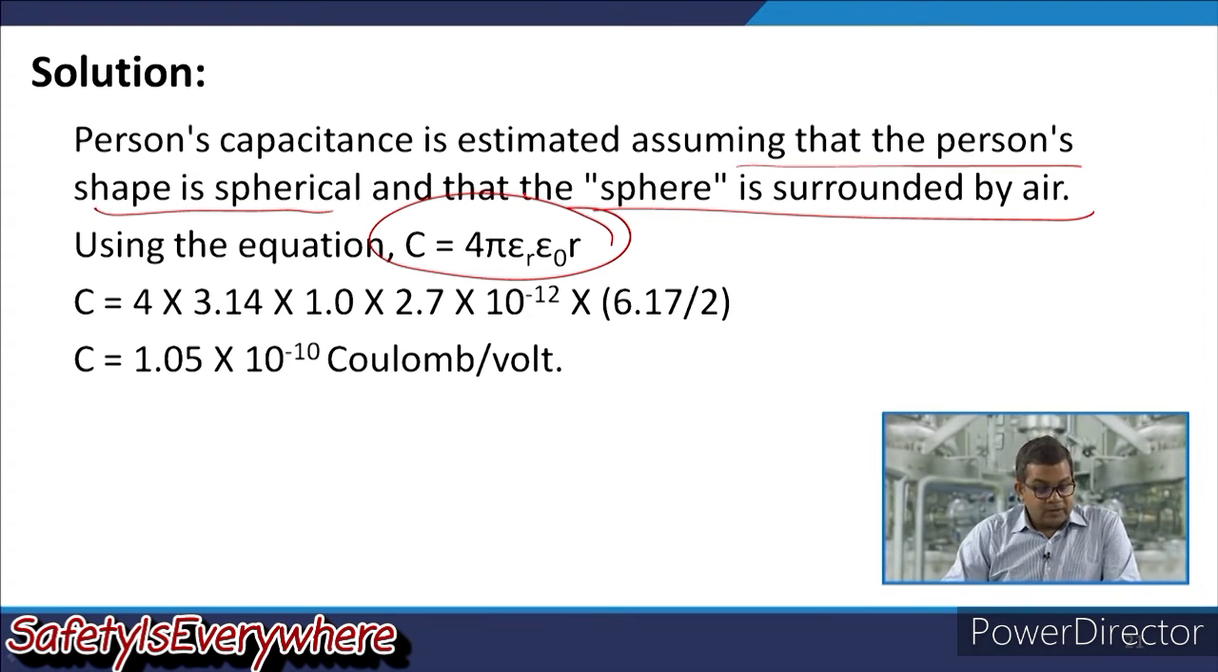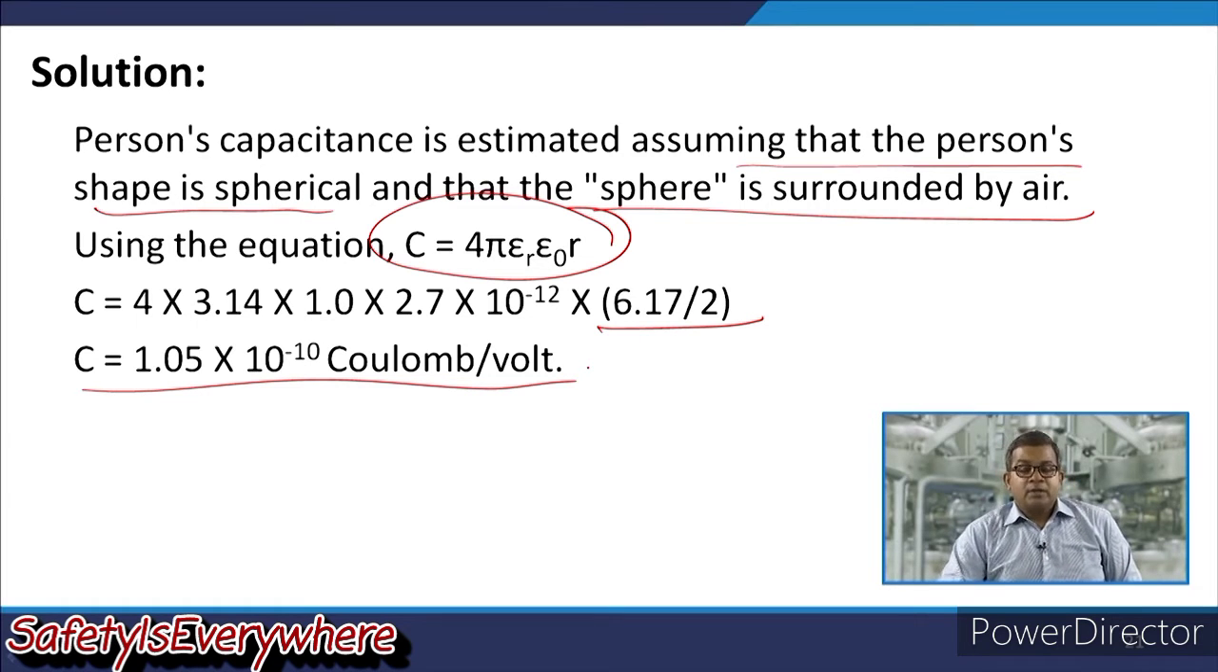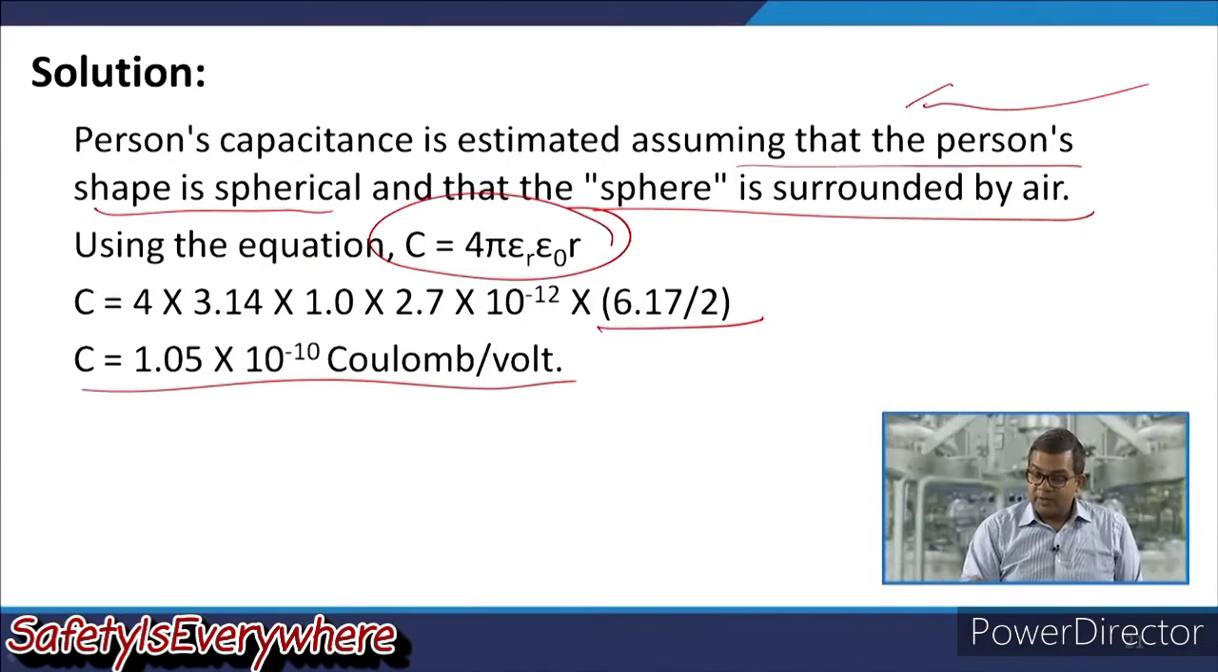Then C is equal to 4 into 3.14 into 1.0 into 2.7 into 10 to the power minus 12 into 6.17 upon 2. So it comes out to be 1.05 into 10 to the power minus 10 coulomb per volt. So in this way you can calculate. Sometimes it is an unavoidable scenario that you need to go for this type of assumption that the person's shape is spherical, then you can assume.